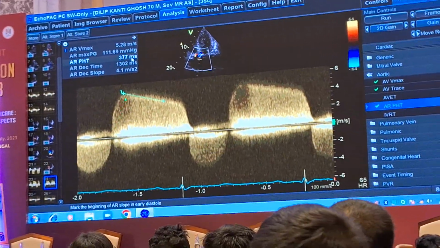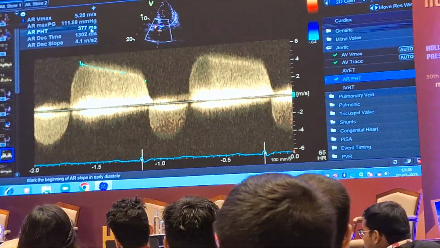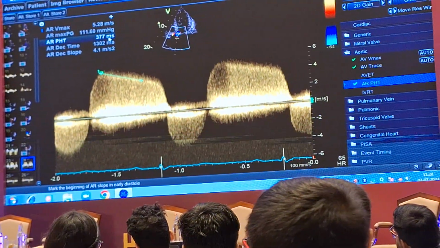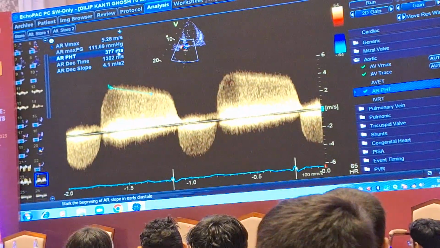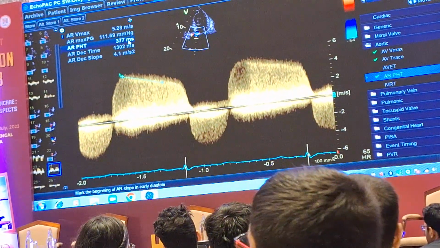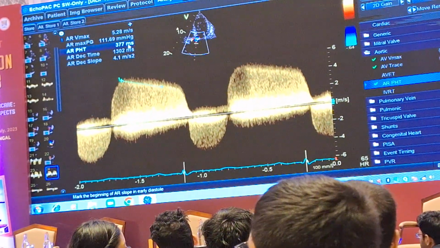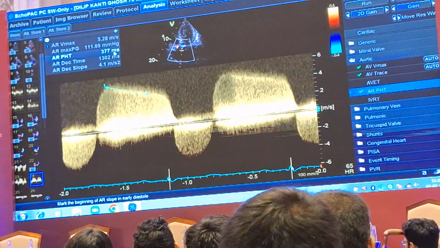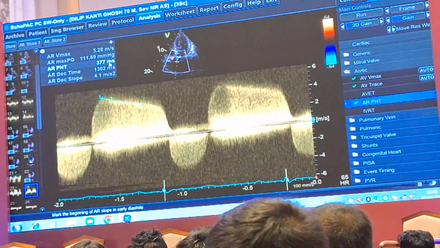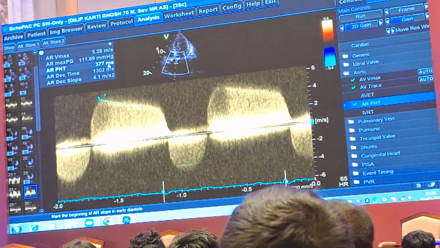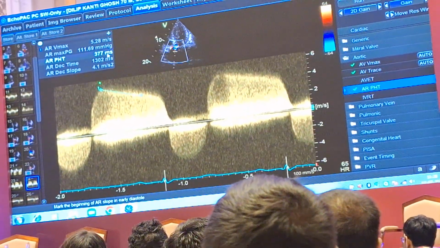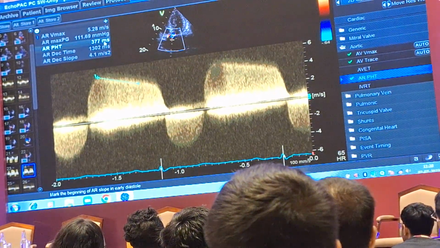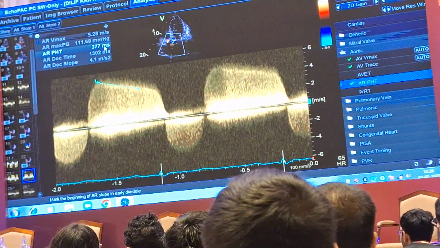This is the air jet. Normally you get the spectrum decreasing. Here you find that the same spectrum decreases, and he is looking into calculation of pressure half-time. Pressure half-time means the time taken for the pressure gradient, suppose it was initially x, to go to half of x.